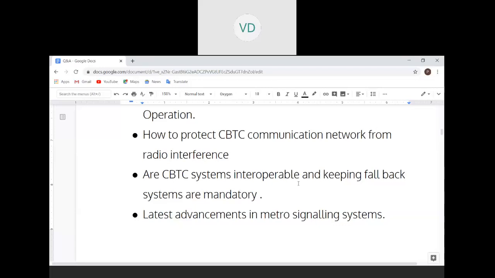Everybody wanted to know what is the fallback arrangement in line 3 today, sir. Fallback arrangement is being provided by means of providing axle counters in every section and line side signals at the stations which are signals constant crossings.